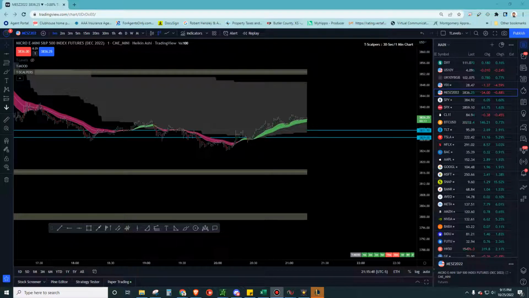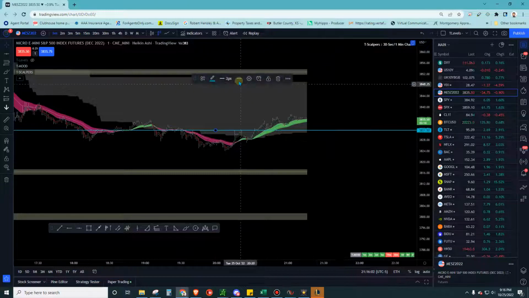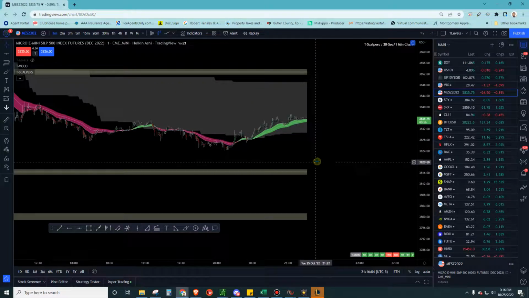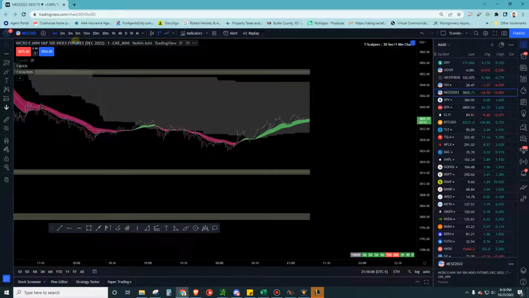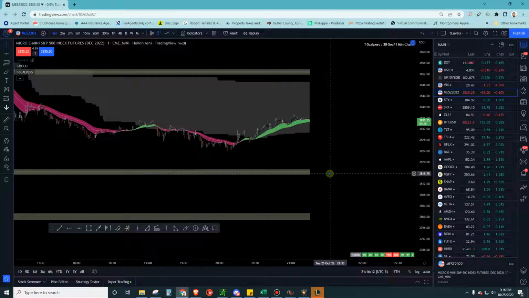We're going to talk about the T Scalpers indicator. That's all you need to scalp futures, is to have this indicator. Basically, a super easy, very simple method to scalp futures is to go to the 1 minute chart, set this on the 5 minutes, and just leave everything else as is.